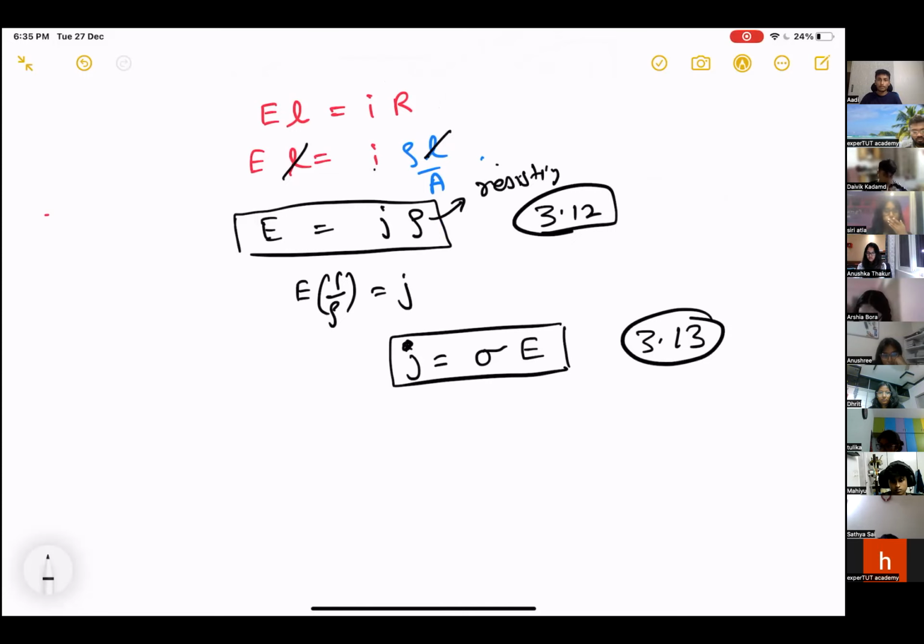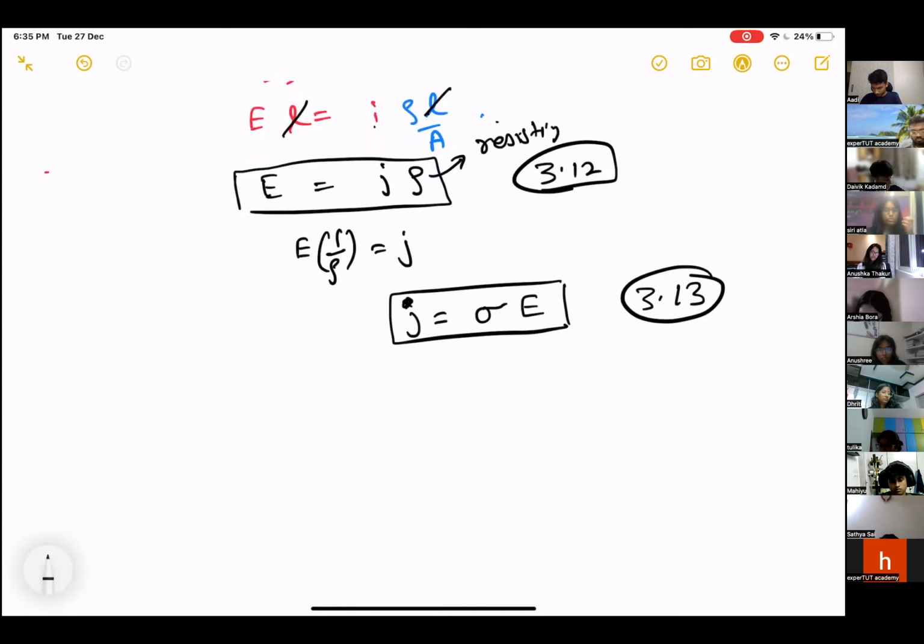Drift velocity पे है, negative velocity पे है, okay. तो कुछ drift velocity पे है, okay.